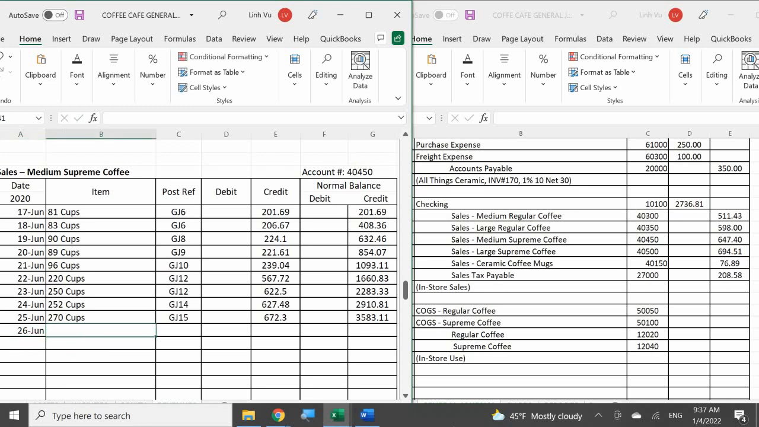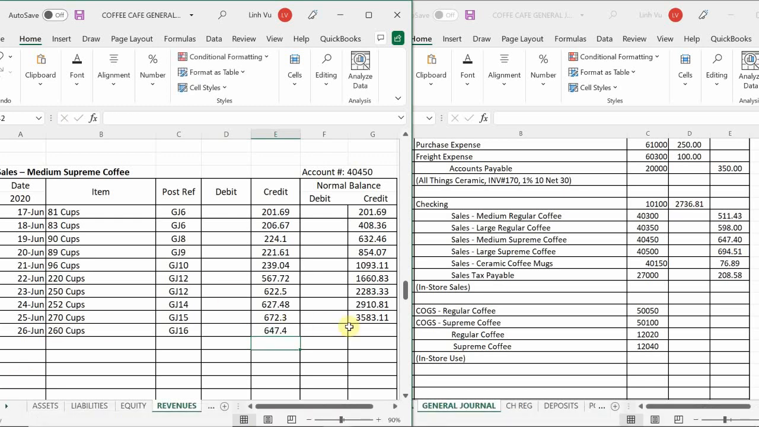How many cups of the medium supreme? 260. For a total of 647.40, bringing my grand total to 4230.51. Good.